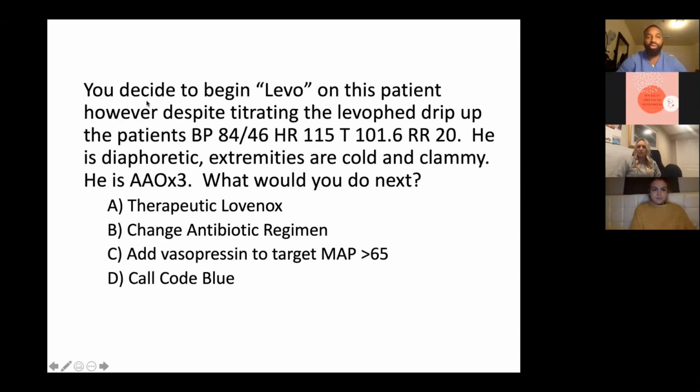So next question. So you decide to begin Levo on this patient. However, despite titrating the Levophed drip up, the patient's blood pressure remains 84/46, heart rate of 115, the temperature is still high, and respiration rate is 20. He is diaphoretic, extremities are cold and clammy, patient is still AO times 3. What would you do next?